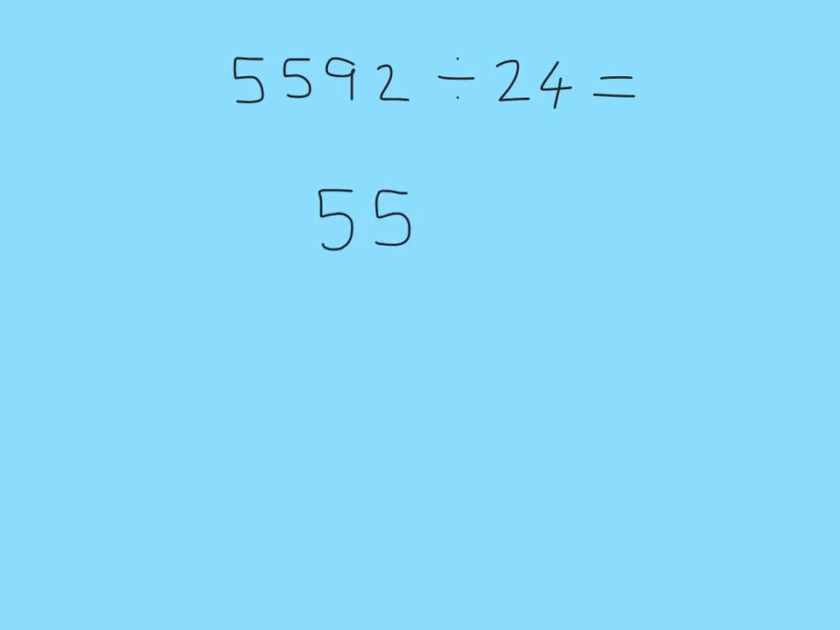Okay, so we're going to look at an example. Let's do 5,592 and we'll divide that by 24. The first thing we're going to need to do is set it out like we would do with a short division calculation. So 5,592, we're going to divide that by 24. Okay, so we've got our dividend of 5,592, and we're going to be seeing how many times 24 will go into that number.